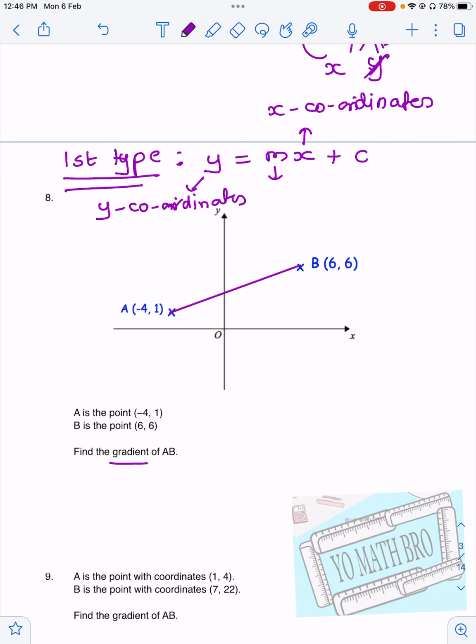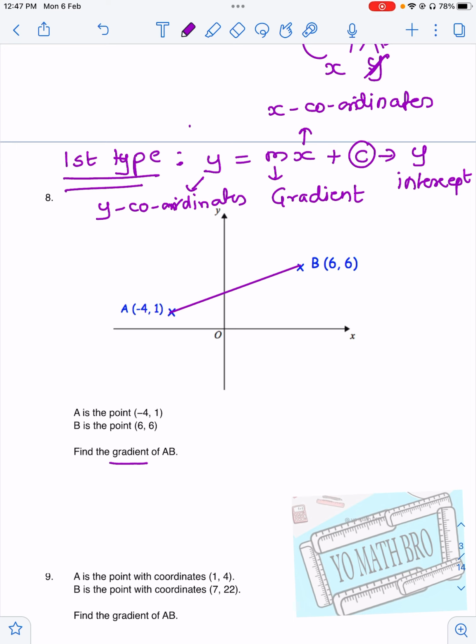What is m here? M is called the gradient, my dear students. And what is c here? C is called the y-intercept. When I do this sum, I'll explain broadly what they actually mean in a practical sense. But you need to remember this. Y stands for y coordinates, M stands for gradient, X stands for the x coordinate, and C stands for the y-intercept. But here in this question, my dear students, they have just asked for the gradient.